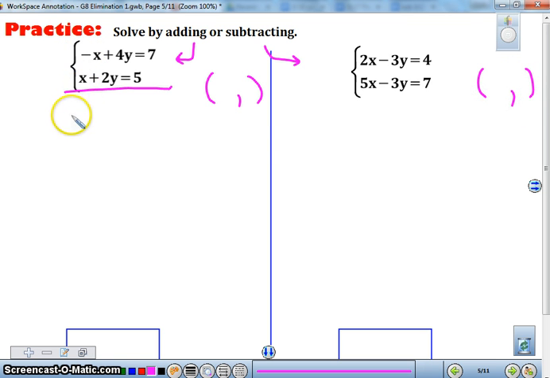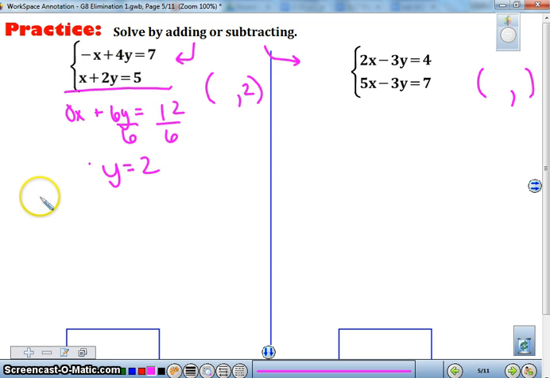1x, negative x plus x, that's 0. So we might not even write down 0x. For those of you that like writing it, put it down. 6y, 7 plus 5 is 12. Divide by 6. And I know I might be going a little fast, so if you need to pause the video, you can. Y is equal to 2. Much quicker than our other method.